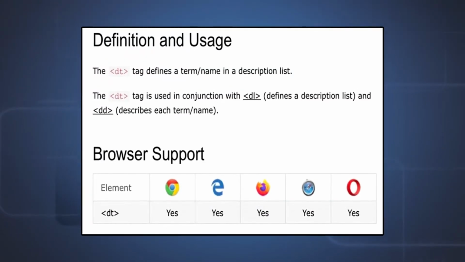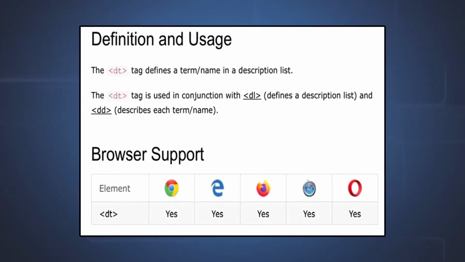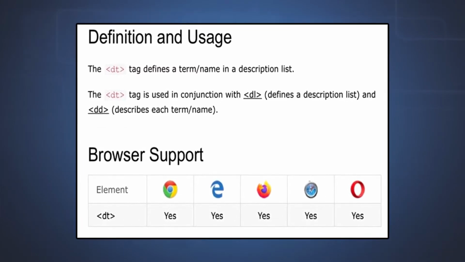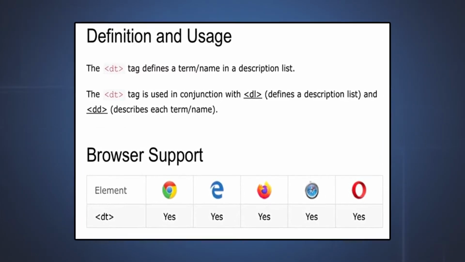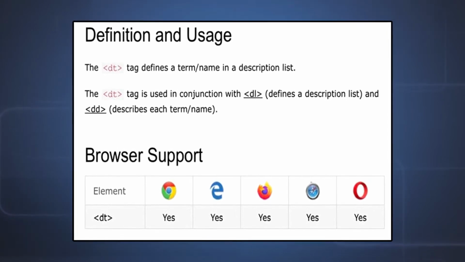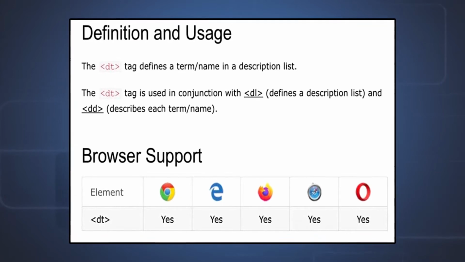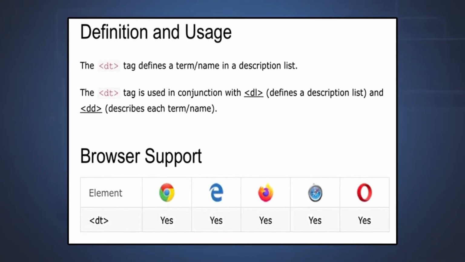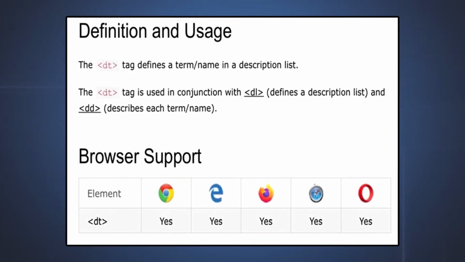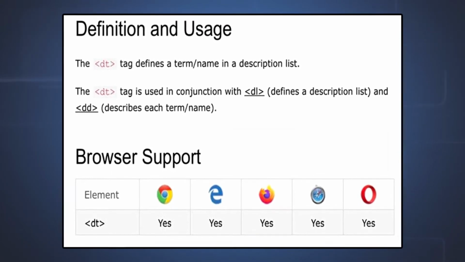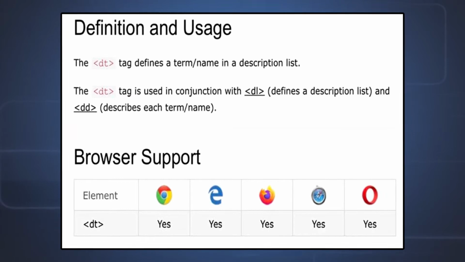We have the DT tag, which we have already mentioned just now. It defines a term or name in a description list. This tag is used in conjunction with the DL tag, which defines a description list, and the DD tag, which describes each term or name. Again, the DT tag is a widely used tag and has good browser support.